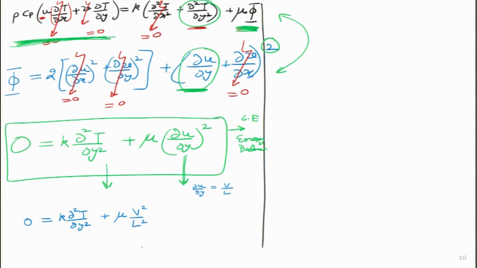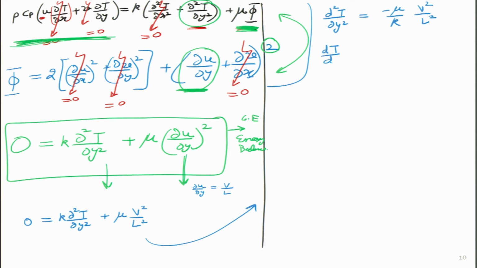Okay. So, once I move on to the new page, what I get over here is d square T by dy square is equals to minus mu by k v square by L square. So, I integrated once, I get dT by dy is equals to minus mu v square by k L square y, plus I will put a constant, let me say constant d1.